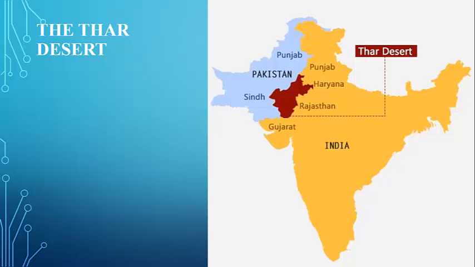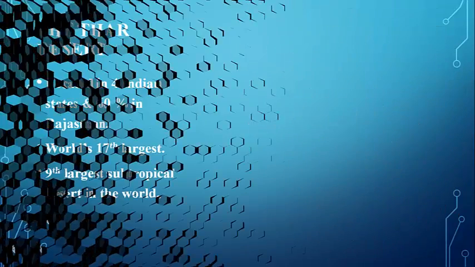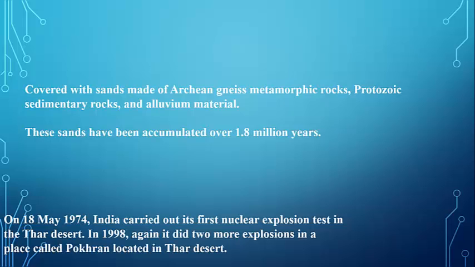Which state do you think has the largest part of Thar Desert? Yes, it is Rajasthan, which has 60% of Thar Desert. It is the world's 17th largest desert, and it is the 9th largest subtropical desert in the world. It is covered with sands made of Archean metamorphic rocks, Proterozoic sedimentary rocks, and alluvium material. These sands have been accumulated over 1.8 million years.